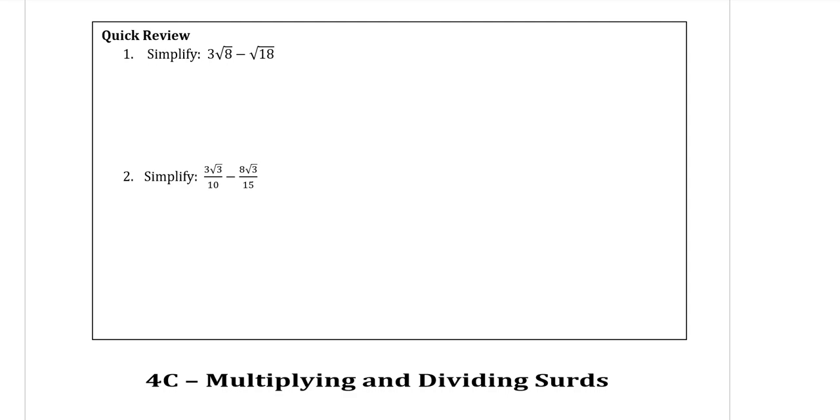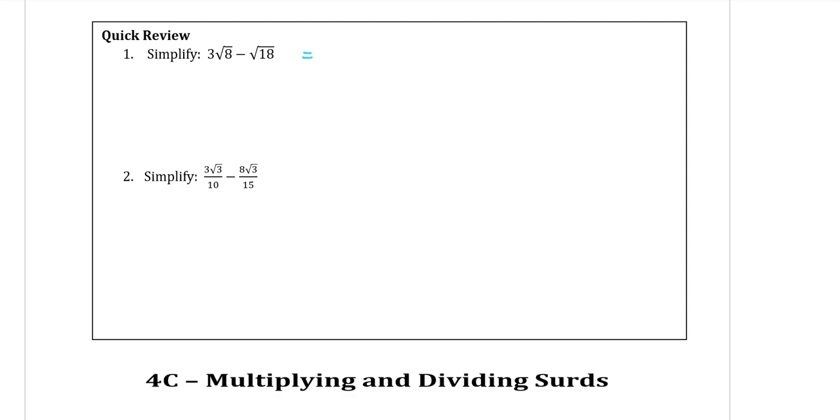In question 1, we have 3 root 8 minus square root of 18. If you want to collect up surds by adding and subtracting them, they need to be like surds, and square root of 8 is not the same as square root of 18. However, if I simplify those surds, I may be able to make them the same.